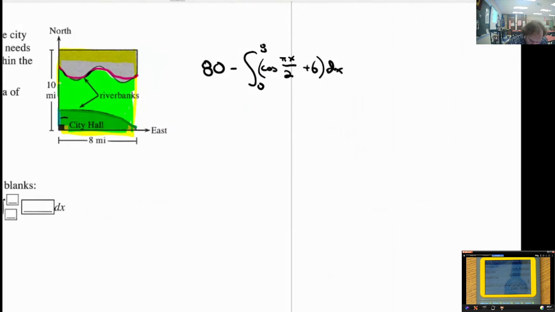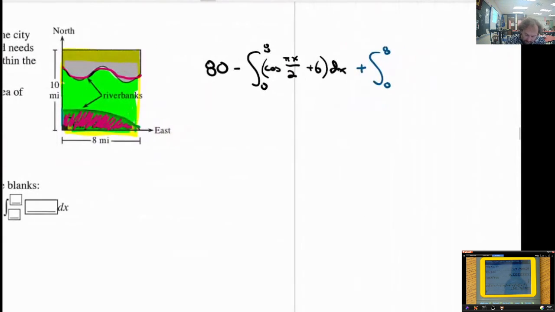We need to then add on the area under the curve of the natural log function, which I see I'm going to need a pen for. We need to add on that red area there. So we're going to add it back, is what's going to happen here. We're going to add to that the integral from 0 to 8 of the natural log expression, the natural log of 9 minus x.